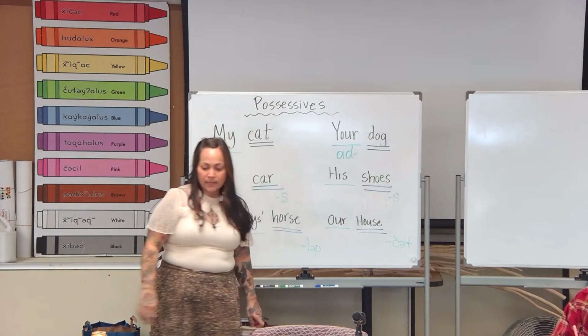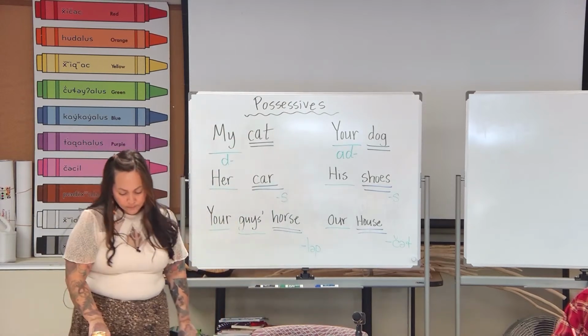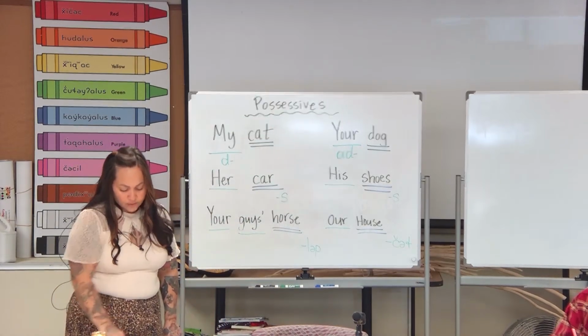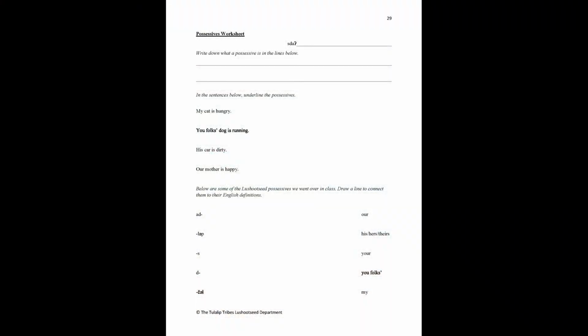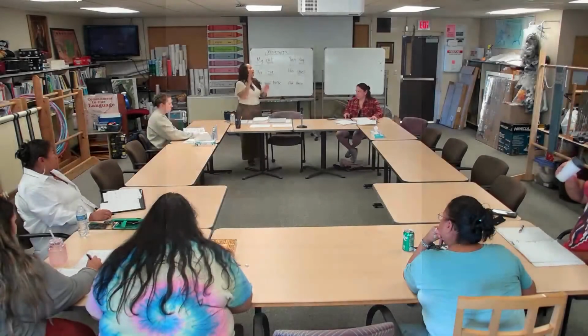So looking at these, odd is what? Odd. Your. Lup. You folks. You folks's. S. His, hers, theirs. D. Mine. My. And chush. Our. So none of those will ever stand alone. It'll always be added to the end or front of the word when it comes to a possessive form. Yes. It will be attached.